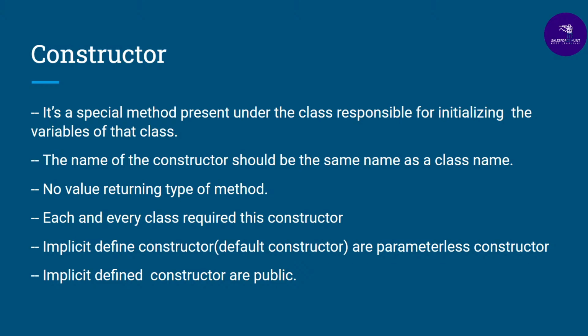Each and every class requires a constructor. So by default one constructor is available under the class. Here you can see this point: each and every class requires this constructor. So by default one constructor is automatically there, internally initializing the variables. If you already define some variables, let's say a string or an integer, then based on your variables or data types, you can provide this.